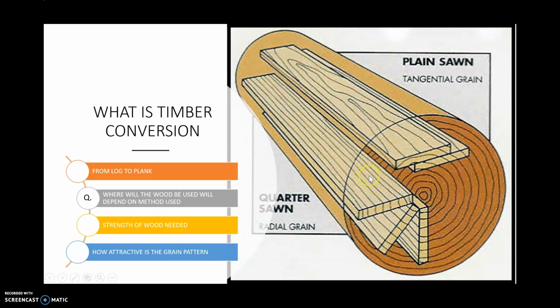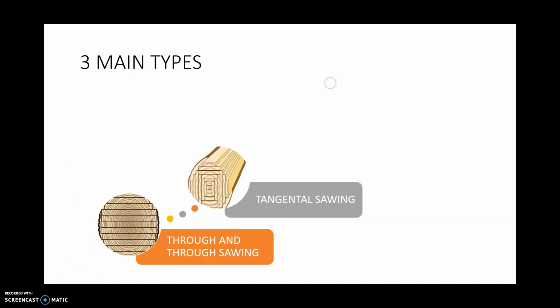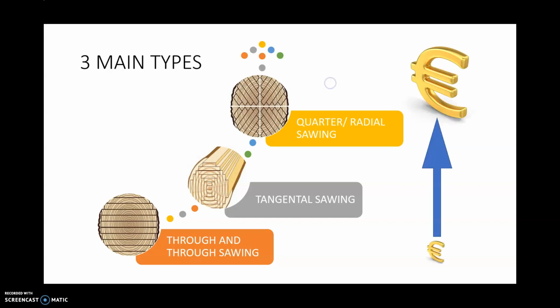As you can see here, this might look nice and quite plain, but there could be silver grain on it that could make it nice, and this here has got a flame pattern or cathedral pattern that can also make it nice. So there are three main types: true and true sawing, tangential sawing and quarter or radial sawing. With each of these it gets more expensive due to the process of flipping the wood continuously and the amount of waste you get from each process.